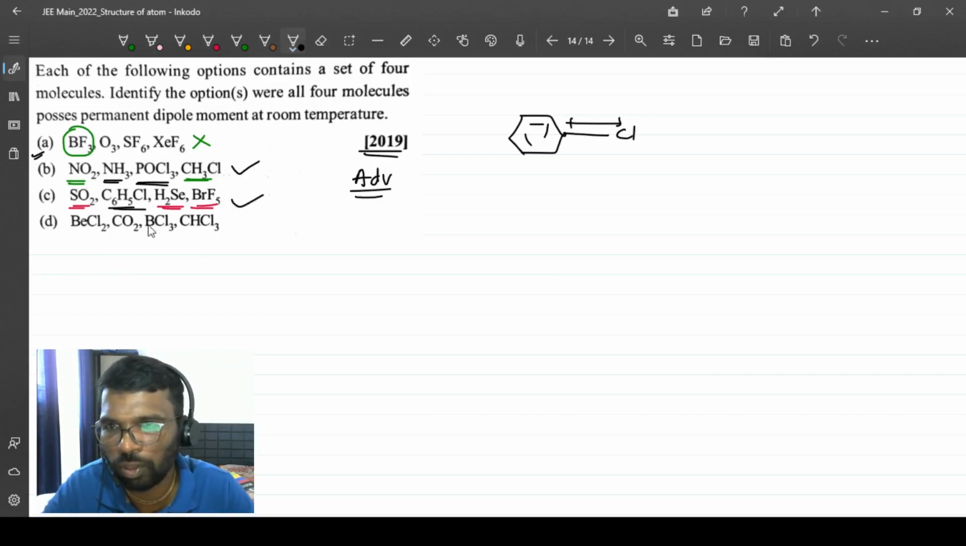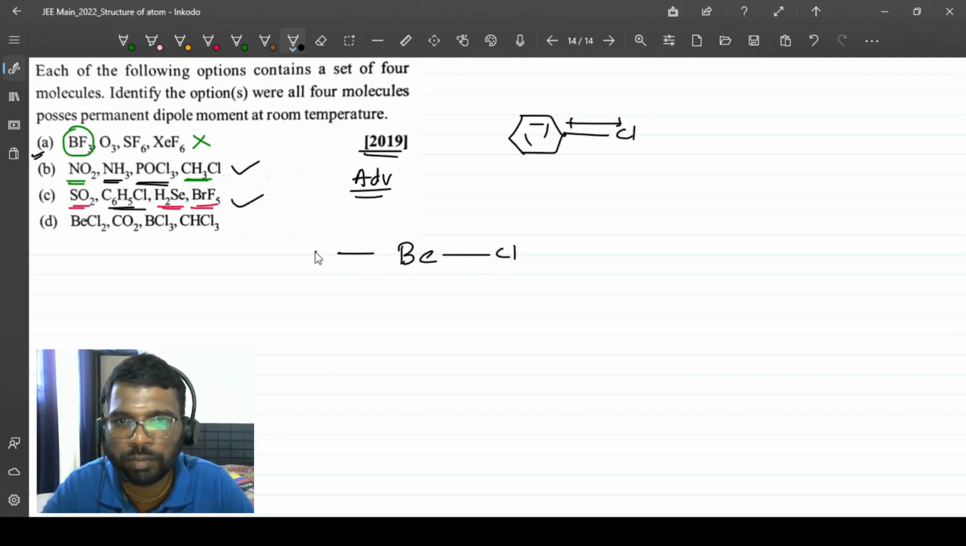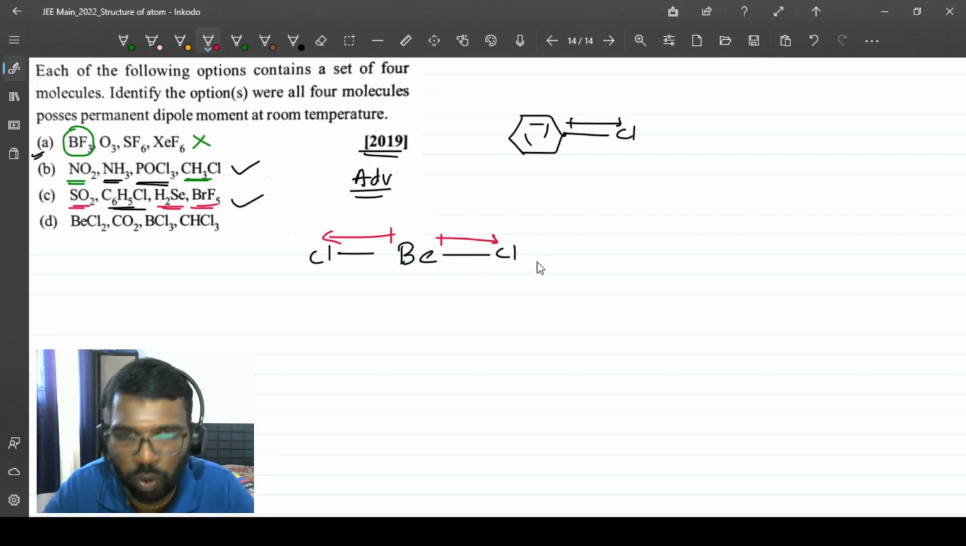Okay, let's check the option with beryllium chloride. What will happen to beryllium chloride? See, the beryllium chloride structure will be this. There won't be any lone pair on this beryllium. This is the beryllium chloride orientation; it will have just two valence electrons, like hydrogen, helium, lithium, beryllium. Just two valence electrons and both are involved in bonding. So here there is an exact cancellation.